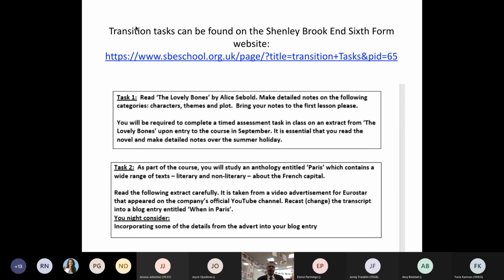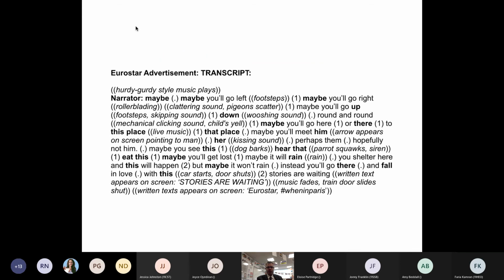And I know the time's about to run out, so let me just say, task 2: you also study Paris, which contains a wide range of text. Now, read the following extract carefully. I'm about to show it to you, and then you've got to do a bit of creative writing. What we want you to do is look at this Eurostar advert and then change the transcript into something different. We want you to turn it into a blog called When in Paris. Now, a blog, of course, is an online diary, a biographical log. Let's have a look at this extract before we go.